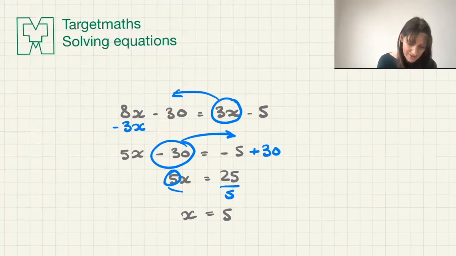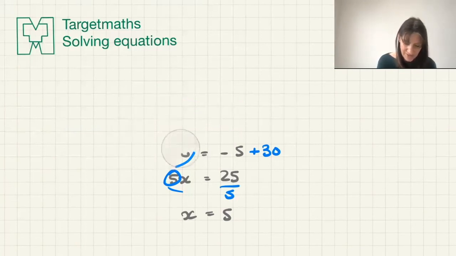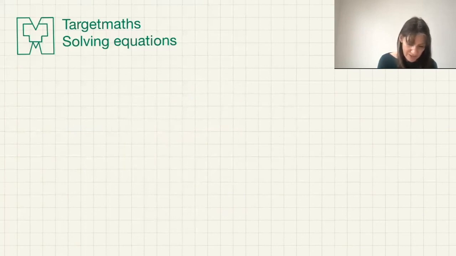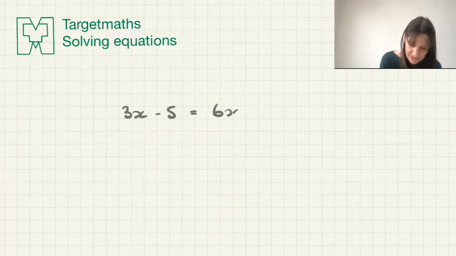Okay, so let's do another one. We are going to do 3x minus 5 equals 6x minus 14. Hit pause and press play when you're ready.